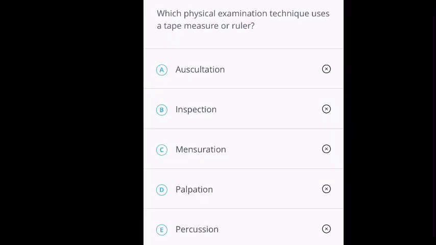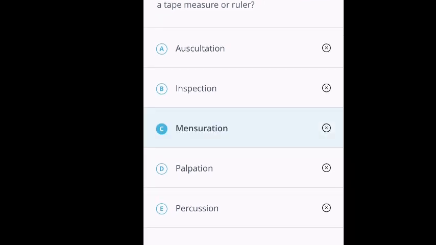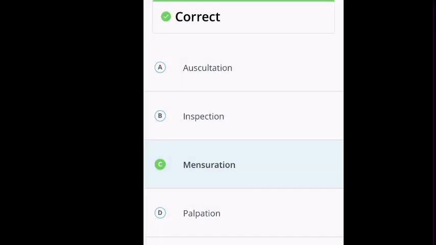Which physical examination technique uses a tape measure or ruler? Auscultation, inspection, mensuration, palpation, or percussion? The correct answer is mensuration.